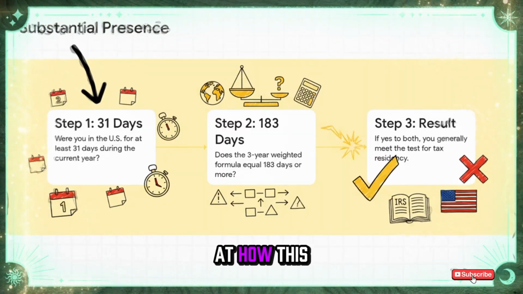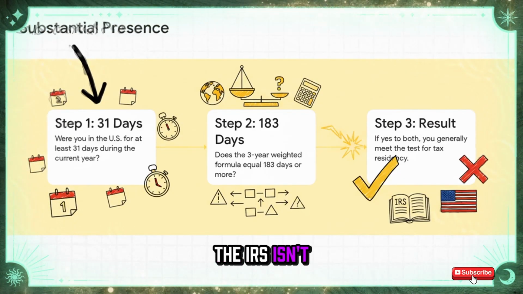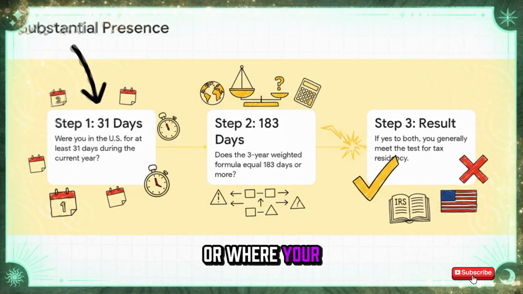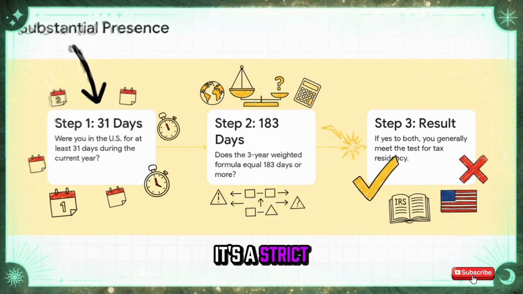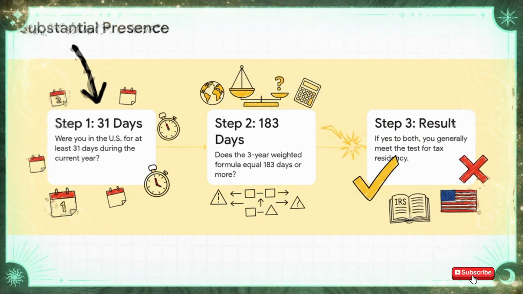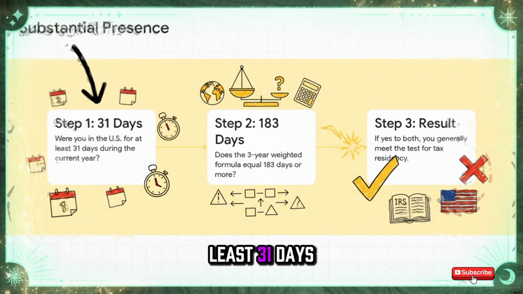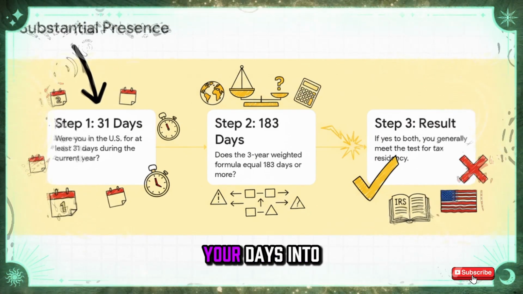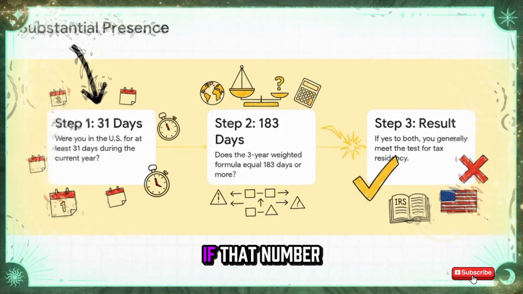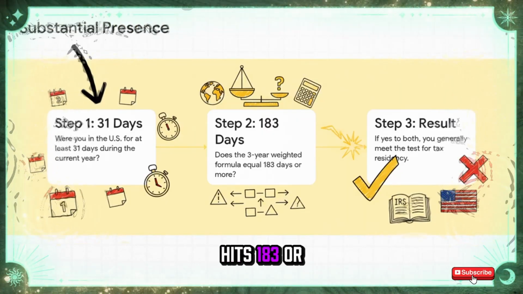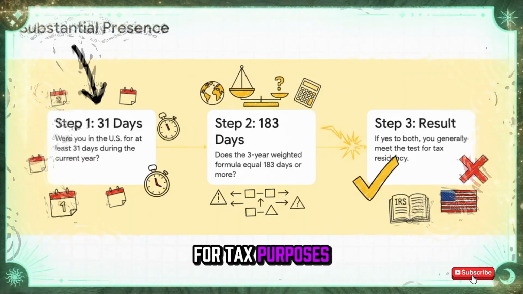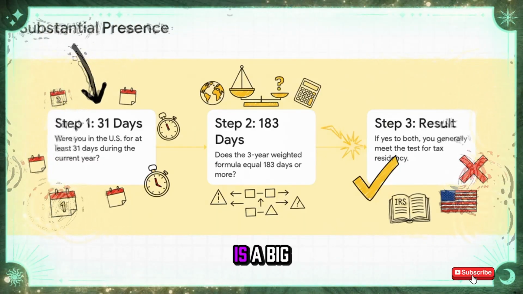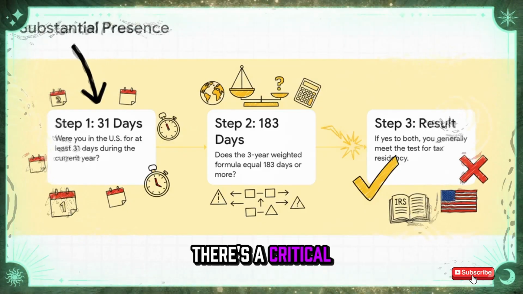And just look at how this works. The IRS isn't asking how you feel or where your family is. Nope, it's just math. It's a strict weighted calculation. If you were here for at least 31 days this year, you then plug your days into this formula. If that number hits 183 or more, you're generally considered a US resident for tax purposes. But, and this is a big but, there's a critical exception.